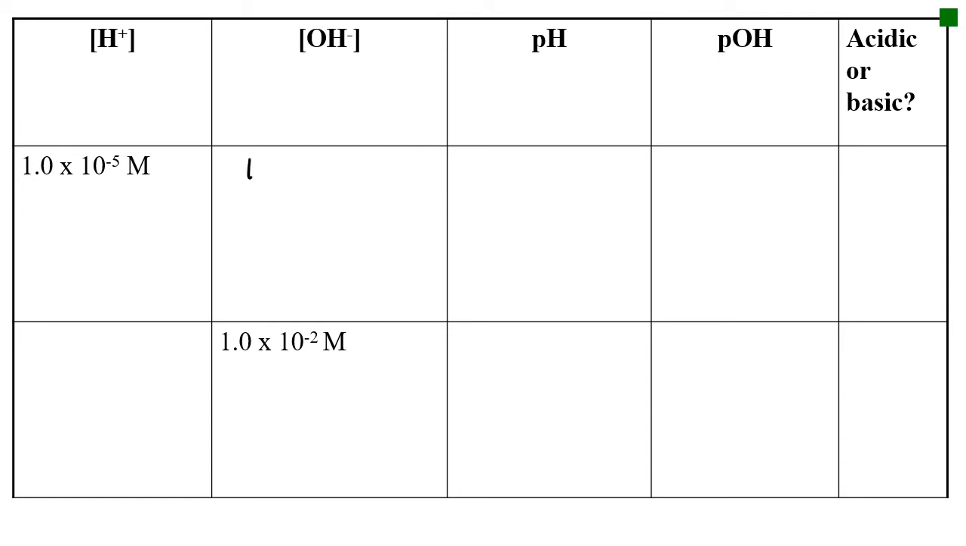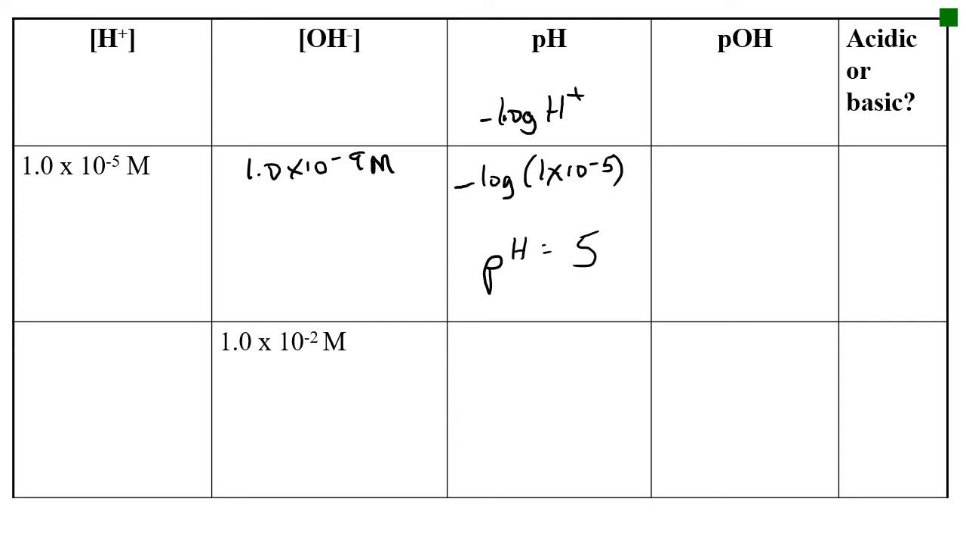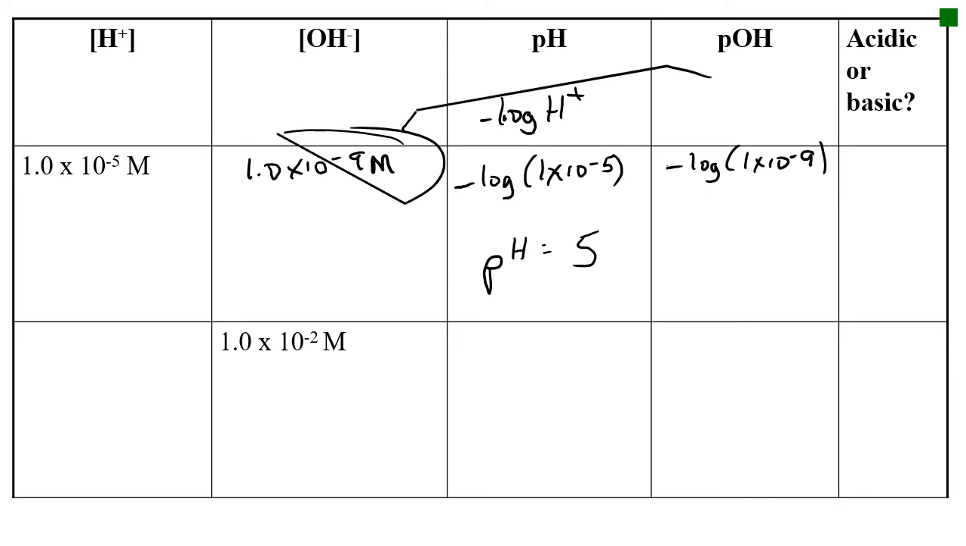Now we know the hydroxide on this one is 1 times 10 to the minus 9 molar. pH is the minus base 10 log of the H plus. So if we take the minus base 10 log of 1 times 10 to the minus 5, we're going to get a pH value here of 5. Our pOH is going to be the minus base 10 log of 1 times 10 to the minus 9. It's going to be the minus base 10 log of this value, and this is going to have a pOH of 9. Please note that pH plus pOH is going to add to 14. And our solution here is going to be acidic. Our pH is less than 7.